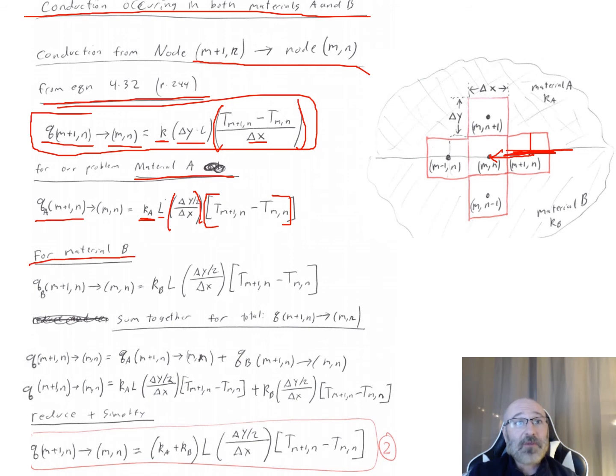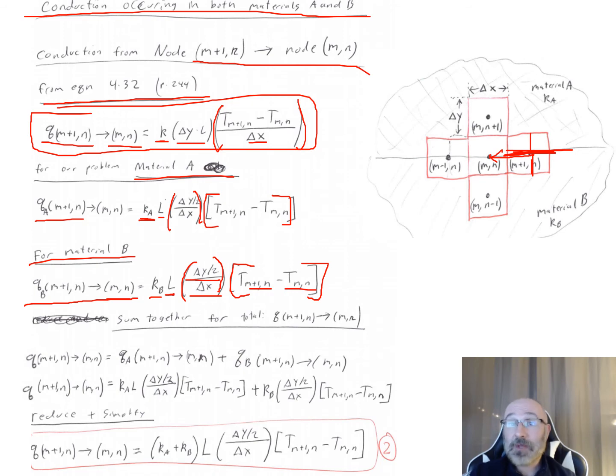Now we do the same thing for material B. We can say our heat rate for material B from that node M plus 1,n going to our center node M,n there is equal to our thermal conductivity K sub B times our length L right there, times now again that same delta Y over 2 divided by our delta X again, because that's just delta Y over 2 for that distance there, but our center distance right there is still our delta X, times that same temperature difference of temperature at node M plus 1,n minus temperature at node M,n right there.